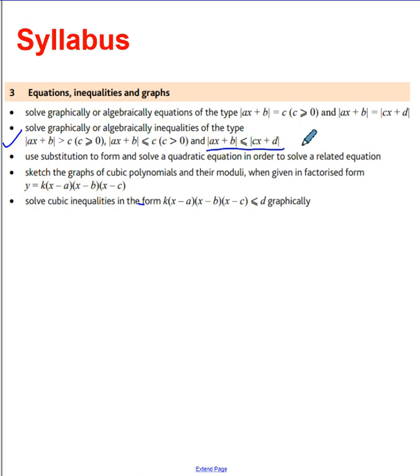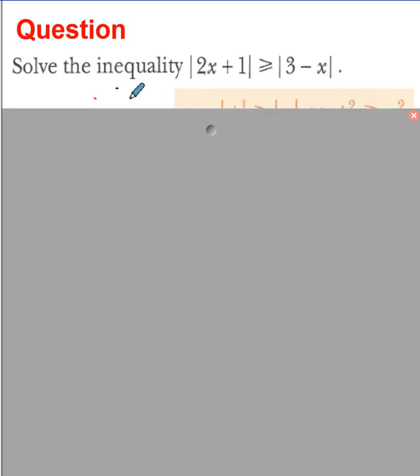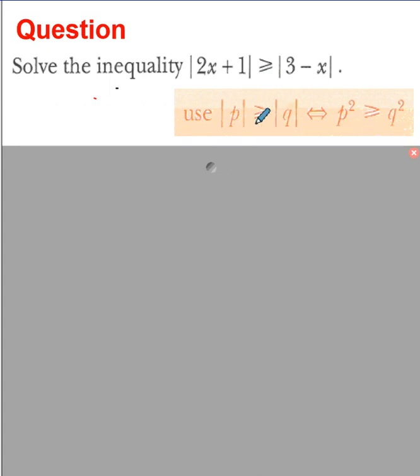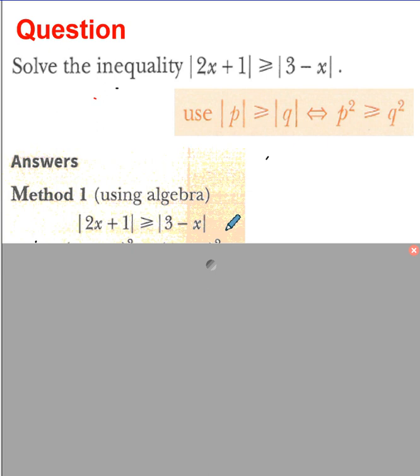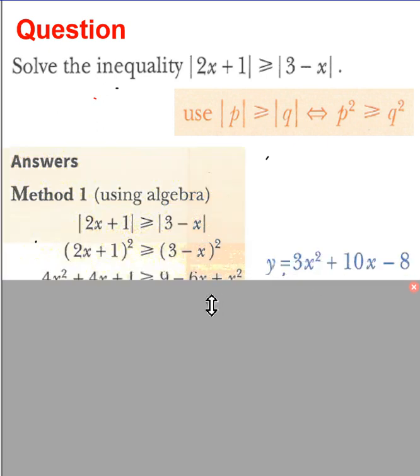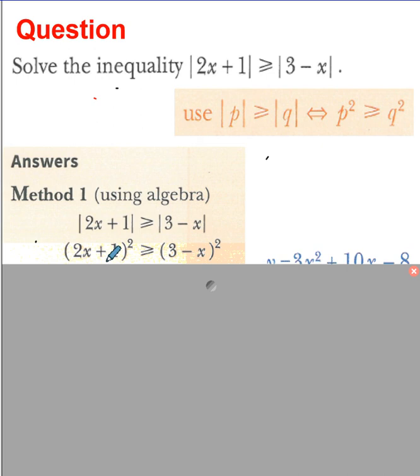So let's see the question to understand how to handle questions of this type. So here is the question. Now you need to remember when you have two modulus linear functions and you have to solve it, you can square both sides. Right? So we will square both these modulus linear functions. Once we square both sides, it will become a quadratic inequality, and we will remember quadratic inequalities.